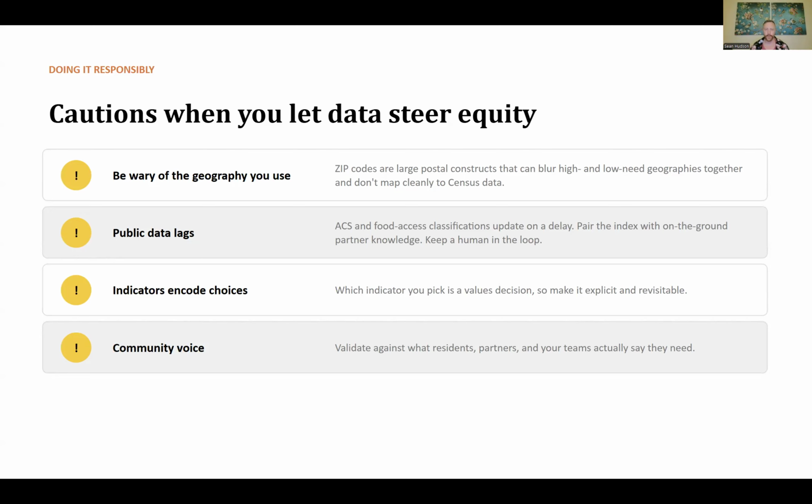Other things to think about. Be very aware of the type of geography that you're using. Often people will ask me specifically about zip codes. Those are large postal constructs, and those can really blur high and low need geographic areas. They do not map cleanly to census data.